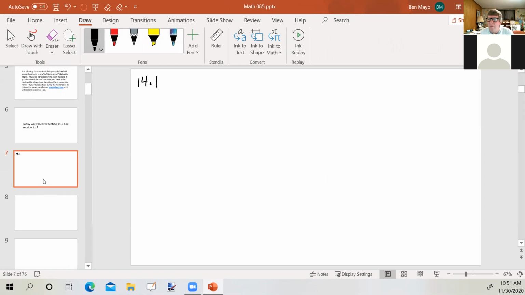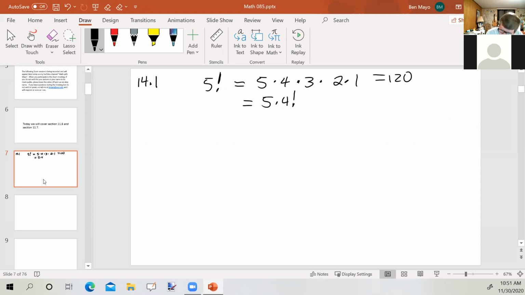14.1, and we're going to talk about factorials. Recall, for instance, 5 factorial looks like 5 with an exclamation mark after it. 5 factorial equals 5 times 4 times 3 times 2 times 1, which would be 20, 60, what, 120? But you could also write that as 5 times 4 factorial, right? Because 4 factorial would be 4 times 3 times 2 times 1. Or you could write it as 5 times 4 times 3 factorial, etc., etc.